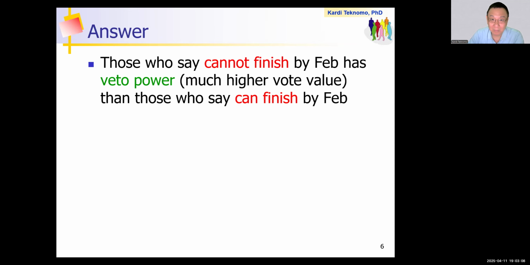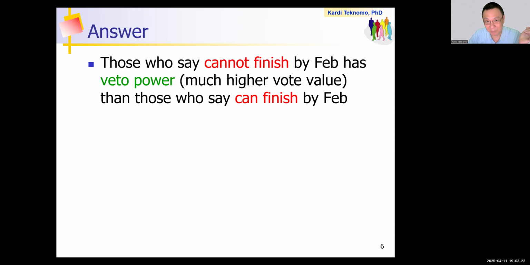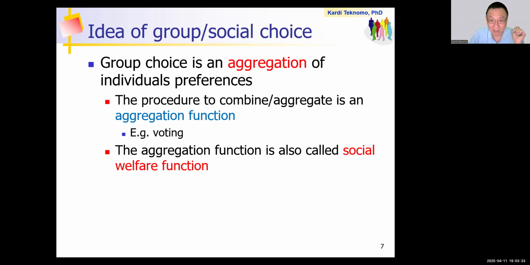So what is the point here? The point is, vote is not always 1-to-1. There are certain weights that you can assign to the vote, that can eventually veto the power of the whole group. So the idea of group decision is based on what is called an aggregation function. That's why we will discuss different types of aggregation function. Voting is one of them.